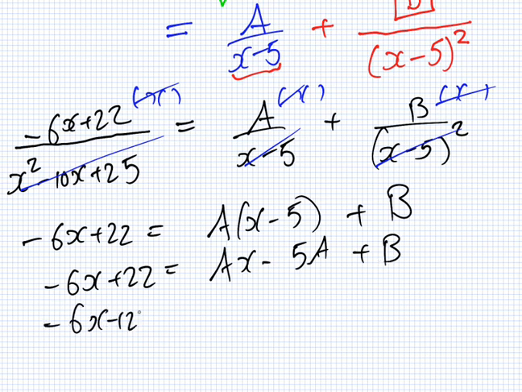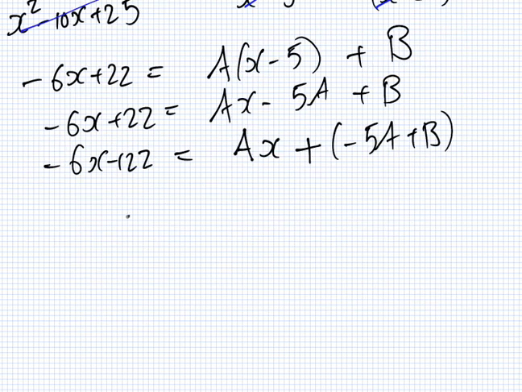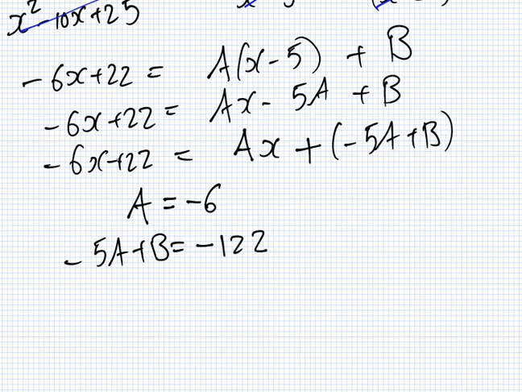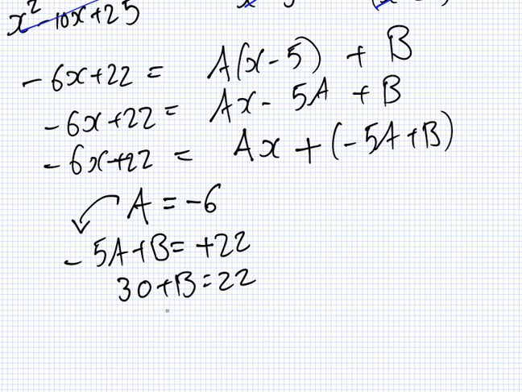Minus 6x plus 22 equals ax plus... so it's the same thing. I can make my two equations. I get a equals minus 6, and I get minus 5a plus b equals 22. Oh, sorry, positive. So if I put my a in here, I'll get 30 plus b equals 22, so then b equals minus 8. So I have my a and my b.